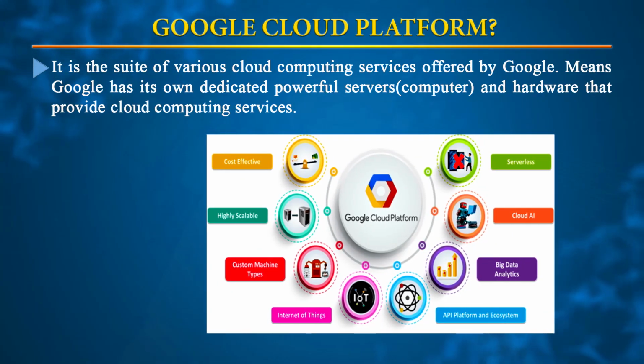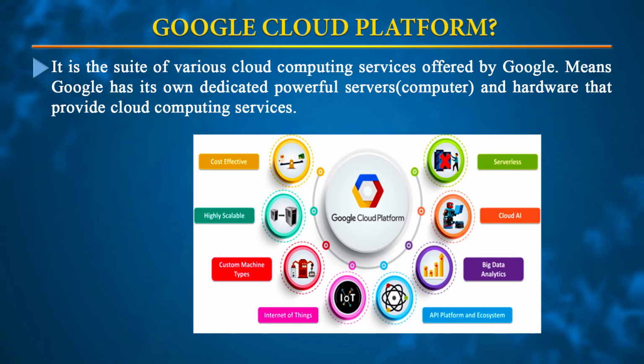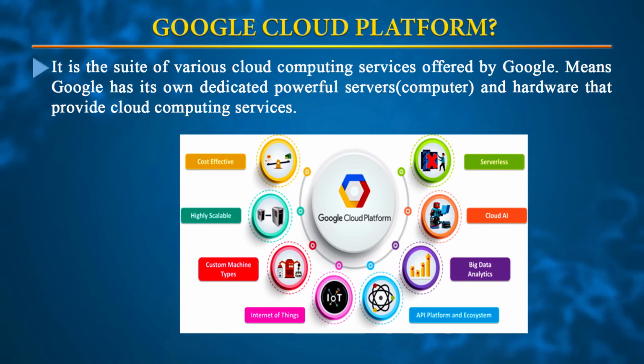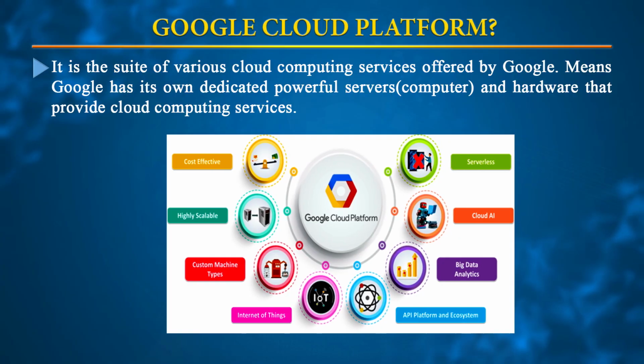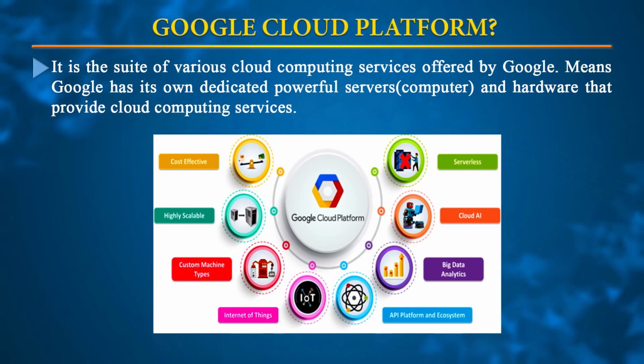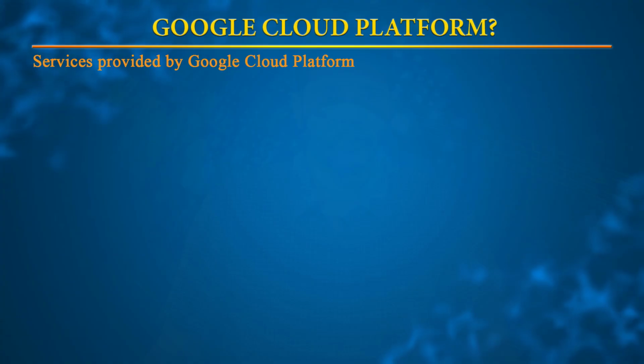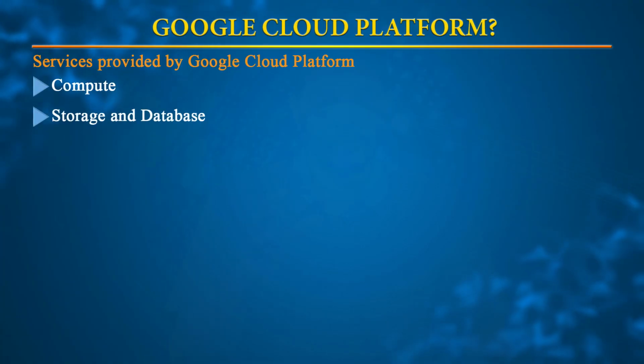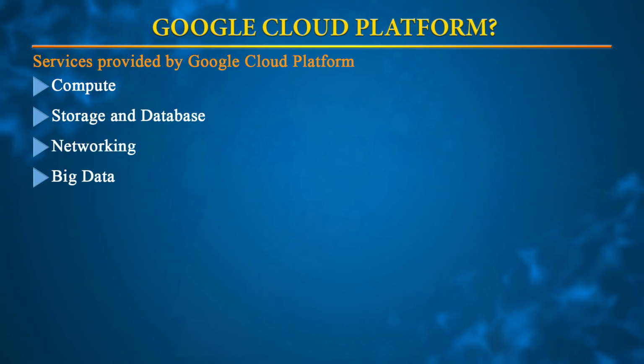Google Cloud Platform, offered by Google, is a suite of cloud computing services that runs on the same infrastructure that Google uses internally for its end-user products such as Google Search, Gmail, file storage and YouTube. It is the suite of various cloud computing services offered by Google, meaning Google has its own dedicated powerful servers and hardware that provide cloud computing services. The services provided by Google Cloud Platform are compute, storage and database, networking, big data, analytics, and machine learning.